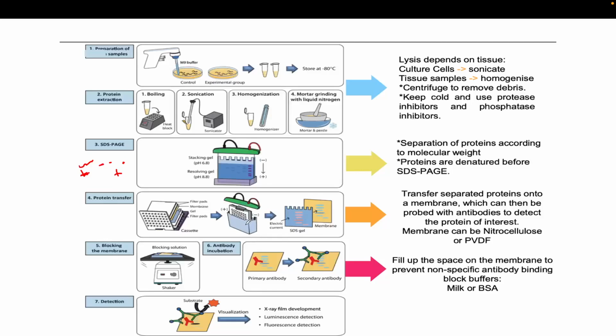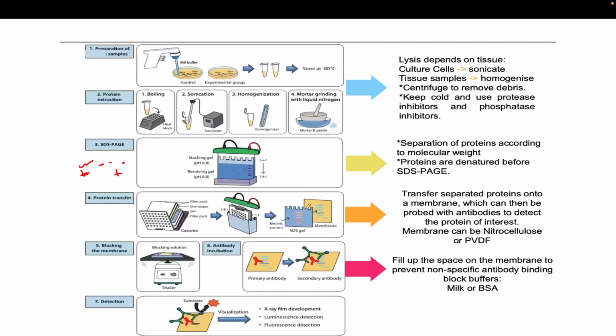This is the equipment for western blotting. Here you again have to make a sandwich kind of thing. You can see the cassette is there, then there will be some sponge, then your gel, then your membrane, then again a sponge, and the negative and positive plates. You have to pack it tightly and run it under current. Then the protein will migrate from negative to positive, from the gel to the membrane.